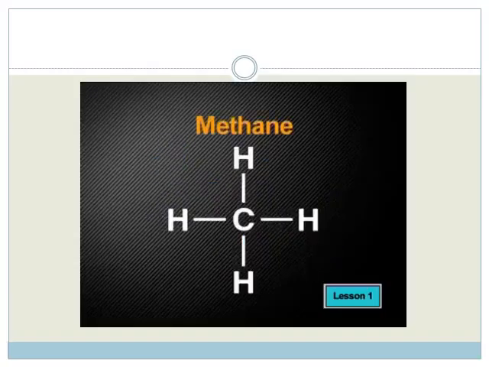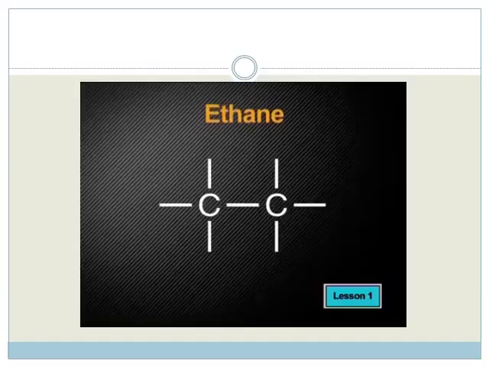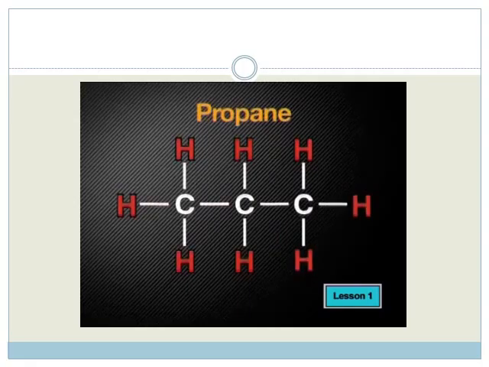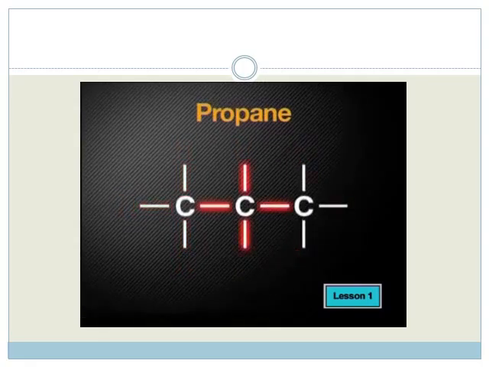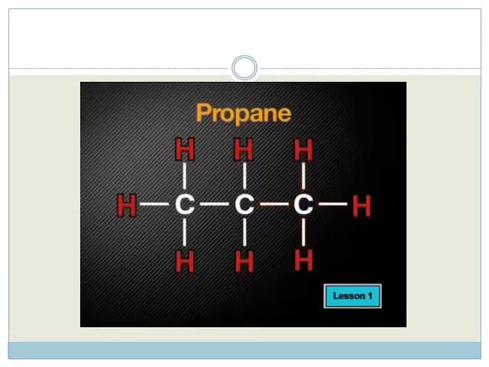To start with, when we draw the structure of a compound containing carbon, we must ensure that every carbon atom has four bonds to it. Here, for example, is methane, which consists of one carbon atom. Four bonds, all bonded to a hydrogen atom. Ethane works in the same way. Here are two carbon atoms, each with four bonds and hydrogen atoms. In propane, we see that the three carbon atoms each have their usual four bonds and hydrogen atoms.